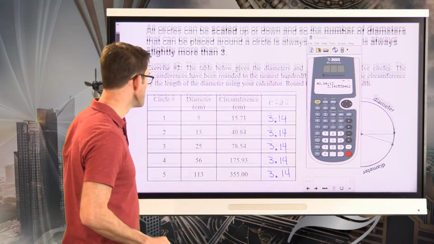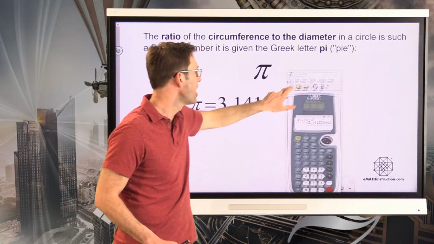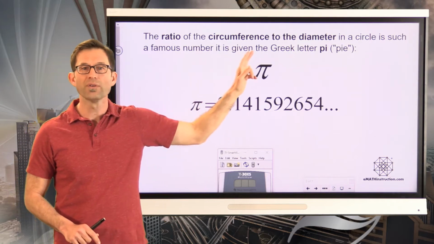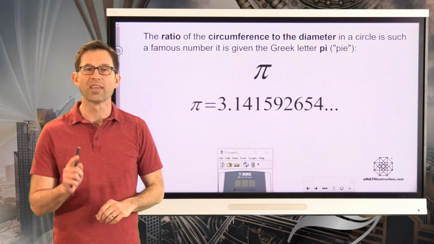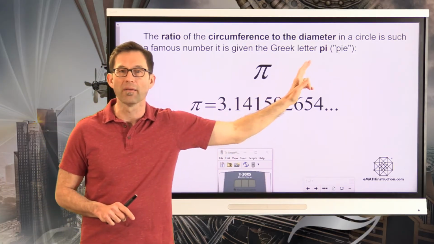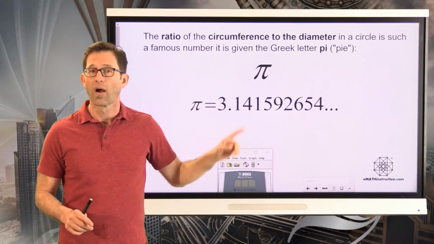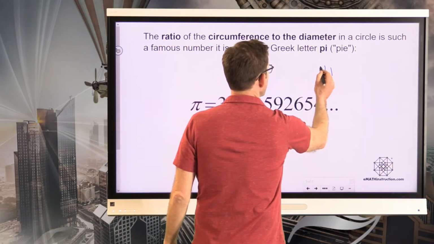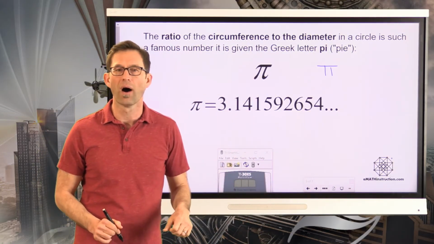And this introduces us to one of the most important ideas and numbers in all of mathematics. The ratio of the circumference to the diameter in a circle is such a famous number, it's given the Greek letter pi, P-I, which you just pronounce like pie that you'd eat. It's this symbol, which, if you want to draw it easy, you could just draw 2 vertical lines and 1 above it. That's a completely okay way to write a pi.